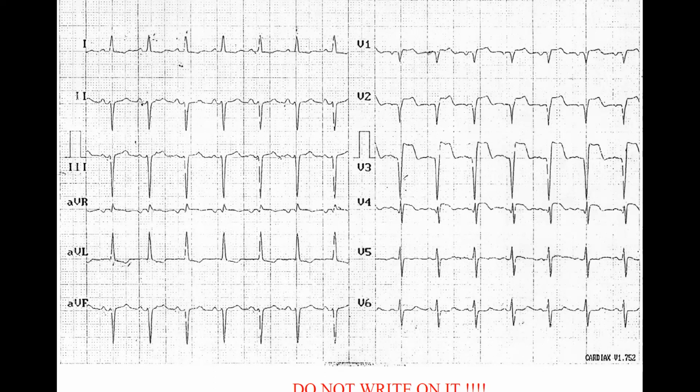Next one, pathological Q wave. I think you see it in V3. We do see it in V1, V2, V3, together with ST elevation, and we still have it in V4. So that can be an anteroseptal myocardial infarction. Which phase? That's the acute phase because we have Q and ST elevation.